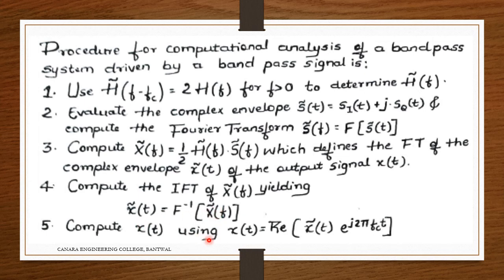Then compute x(t) using x(t) = the real part of x̃(t) times e^(j2πfct). So this is another short procedure in the frequency domain. But when you compare it to the time domain, we went through each and every process. We tried to eradicate the negative part, and we took only the positive frequencies.